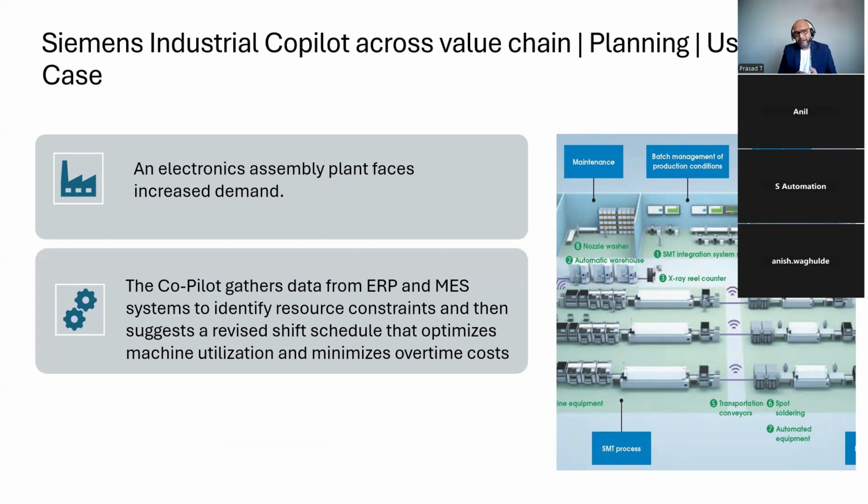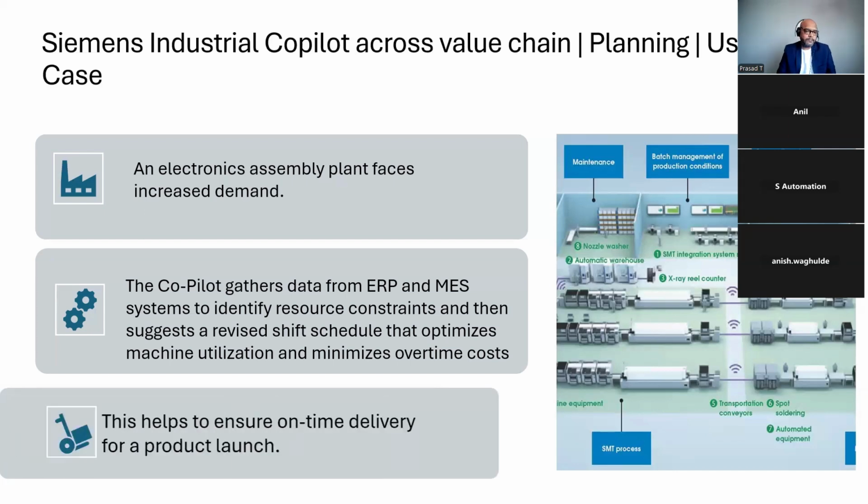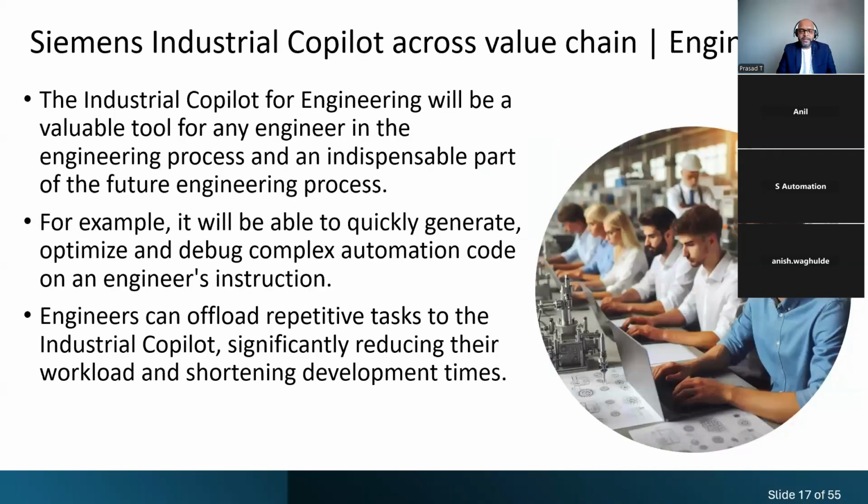Right now, it is more or less human dependent. We pull up a spreadsheet. Sometimes the factory manager or the production manager takes the call based on his experience. But now the Copilot will have access to all the information. For example, how much stock is in the ERP, what is the current status of the machines. Let's say some machines are under breakdown, then we may not be able to meet the demand. So with all the contextualized information, the Copilot will be able to provide the optimal planning. Obviously, this will help to meet the timelines.